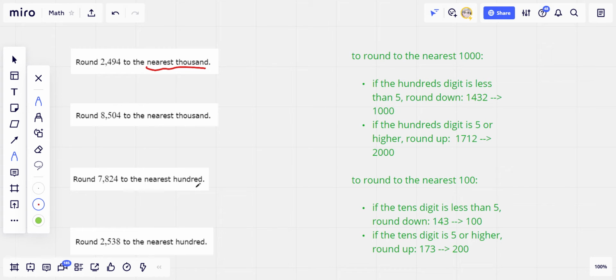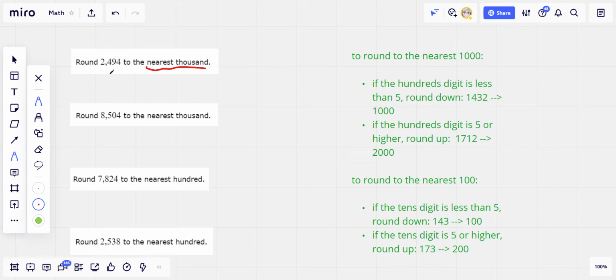So a couple of ways to think about this. You can visualize things on a number line and figure out what thousand or hundred this number is between and decide which one it's closest to. Or you can do this sort of procedure where you just look at the next place value down. So if you're trying to round to the thousands, you look at the hundreds place value and you ask, is this below 5 or is it 5 or above? And if it's below 5, you round down.